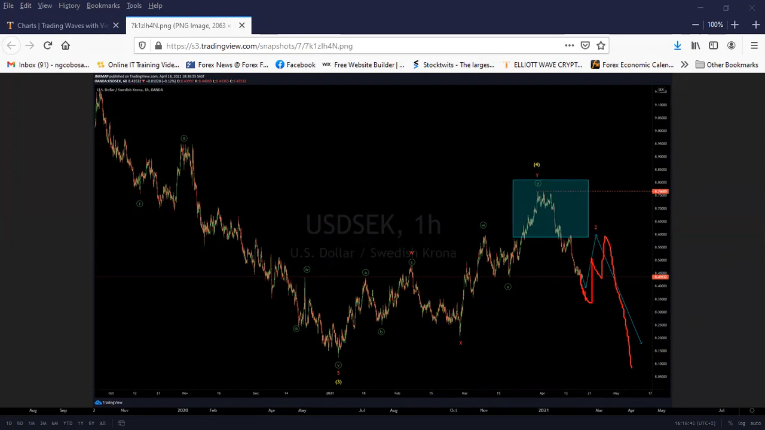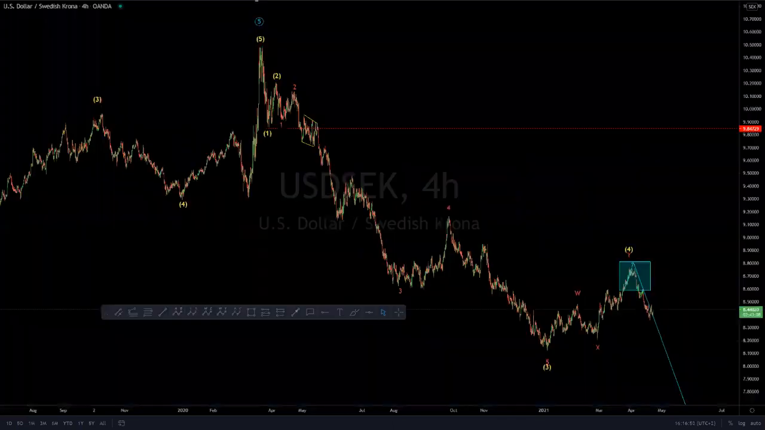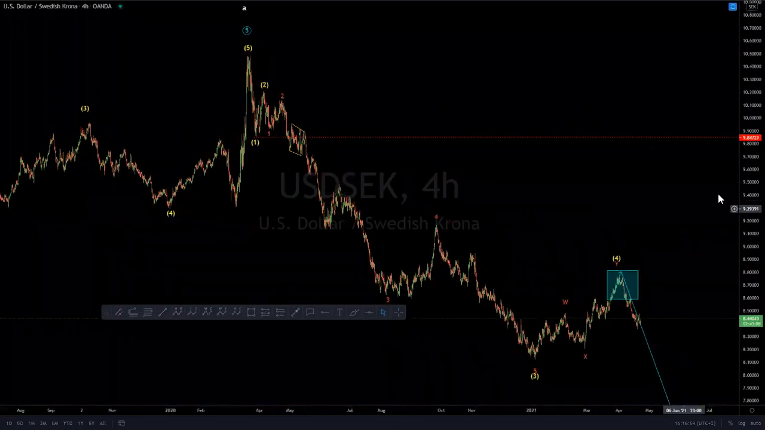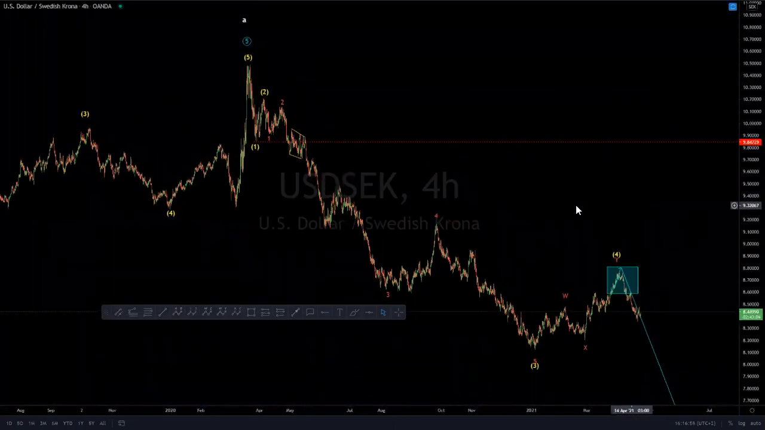Now I'm going to take you guys to a live chart, and let's have an update and see how this US dollar versus the Swedish krona has played out after we've shared this. We'll be looking at this from the 4 hourly time frame. I won't be going into much detail on the structures on the daily, but I'll be looking at this from the 4 hourly chart.